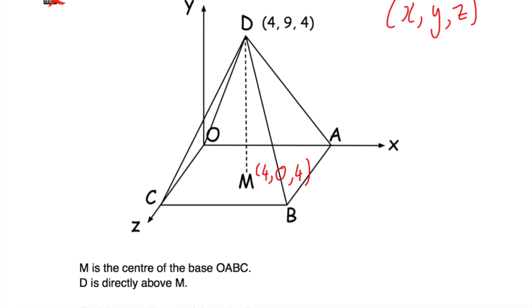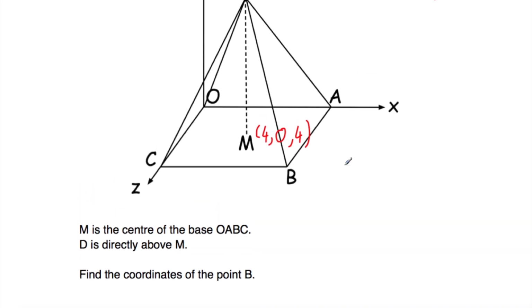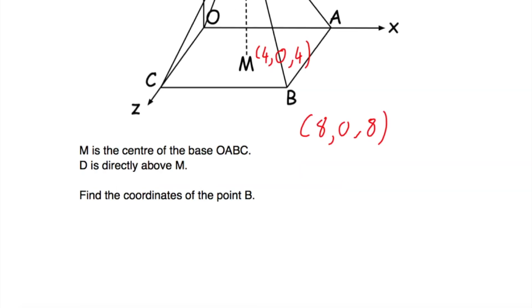Okay, and then the question says, find the coordinates of the point B. Well, let's think about it. To get from O to M, we'll be going 4 across, 0 up, and 4 forward. So to get to point B, instead of going 4 across to the midpoint, we're going to go 8 across, 0 up, and 8 forward. So it's going to be 8, 0, 8. And that's it. The coordinates of the point B will be 8, 0, 8.